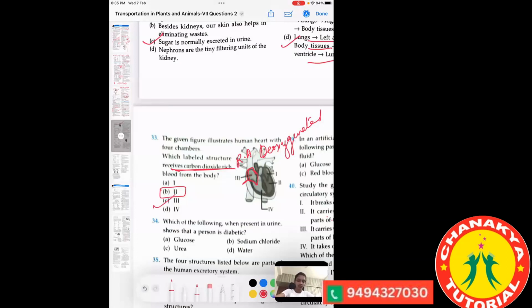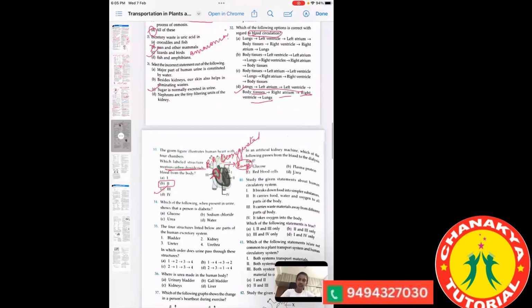It receives blood through the superior vena cava. The superior vena cava gives to the right atrium, the right atrium gives to the right ventricle, and then through the pulmonary artery it goes into the lungs. In the lungs, it becomes oxygenated, and then it enters back into the left atrium, then to the left ventricle, and then to the aorta. It goes to the body.